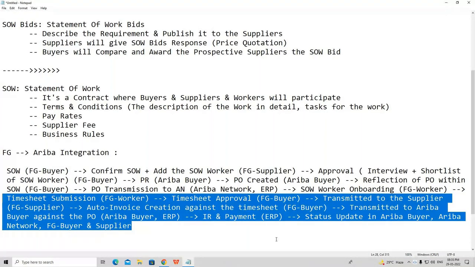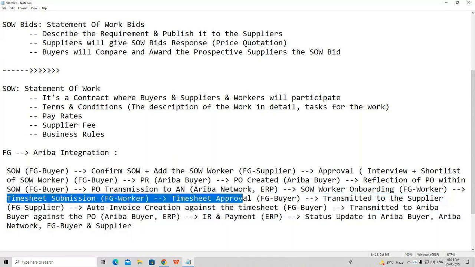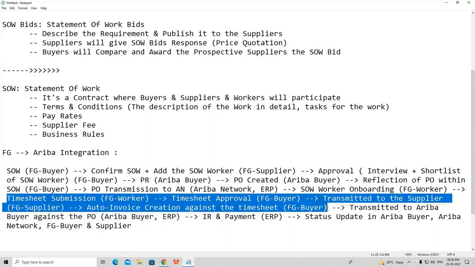Now, some of you asked me about SES, service entry sheet. The question is, why should you think a service entry sheet is required? What do you mean by service entry sheet? It means the service which is required to be done has been completed, either partially or fully. Then you can go ahead with the invoice. But here you don't need that. Why? Because the timesheet is coming into the picture. The timesheet is getting approved, and based on the timesheet, the auto invoice is getting created. So why would you need a service entry sheet?